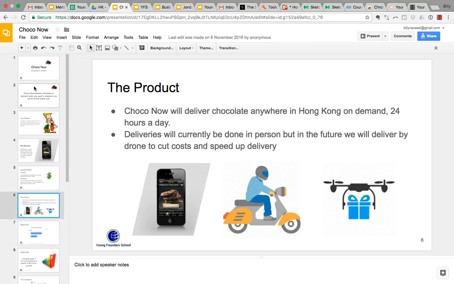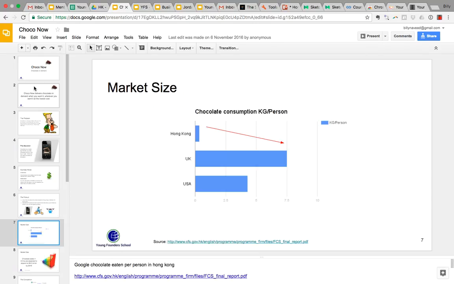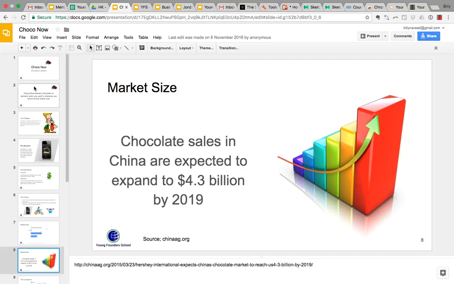Then we go through the product itself, and you can see the different ways in which we're going to be delivering chocolate. And then we go through the addressable market. We'll go through that in some slides later on, but we do go through concepts such as TAM, SAM, and SOM.